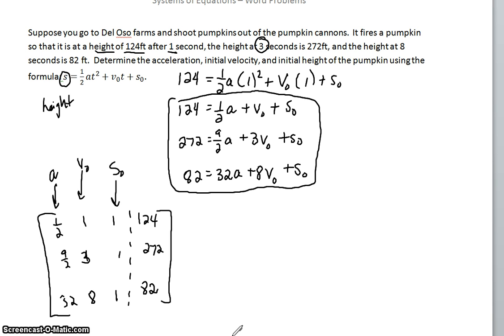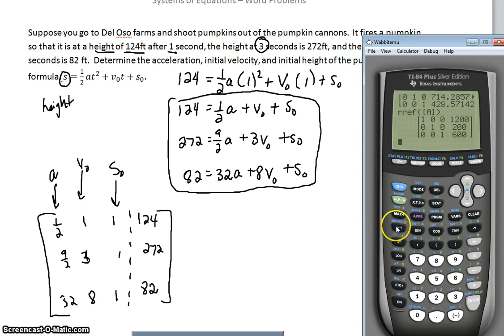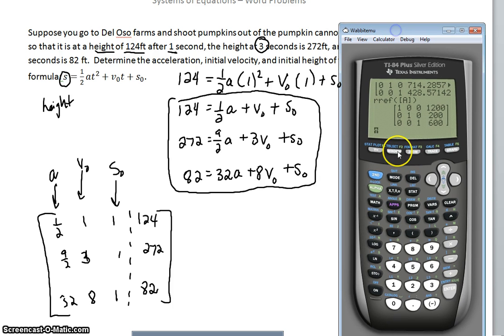Okay, so now I'm going to enter it in my calculator. So we're going to bring our calculator back up. We're going to go to our matrix. Matrix. Edit that. Got a 3 by 4. 1/2, 1, 1, 124. I am running out of time, folks, here. So if I don't get to the answer, I'm going to try to do this as quick as possible.